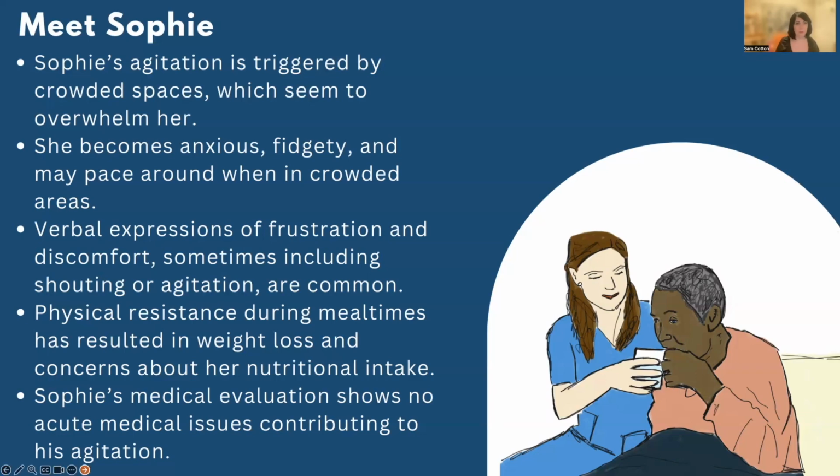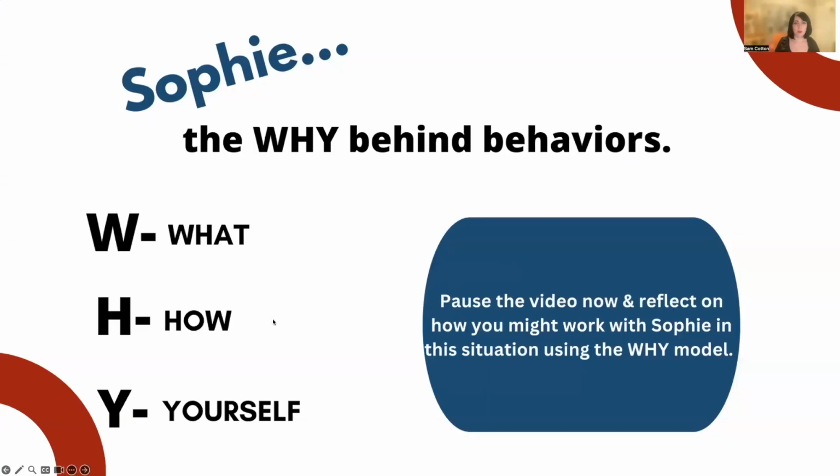So with Sophie, let's take a moment to pause and think about the why behind the behaviors. Think through the what, the how, yourself as the caregiver. Let's reflect on that and think about how you might use this model to kind of address some of these issues that are going on with Sophie. So pause for a couple of minutes, jot down your responses to this, and then follow along with the rest of this module.